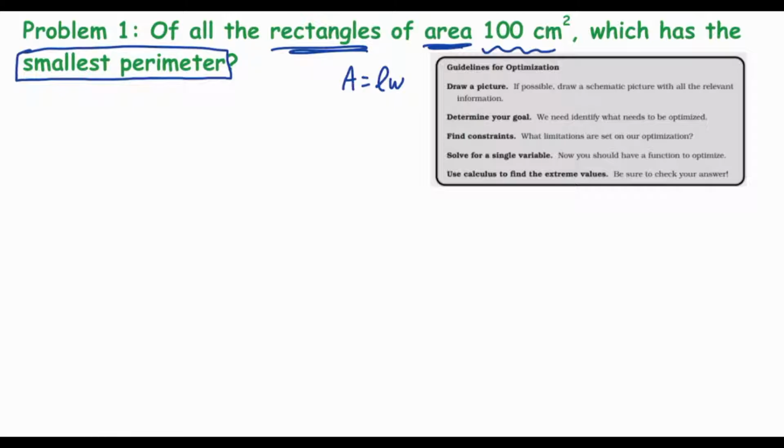So we're going to be minimizing or finding our minimum value. And let's also think quickly about, what do I know about perimeter of a rectangle? Well, it's 2 times the length plus 2 times the width. So I've just quickly written out the things that I know. And let's draw a picture.